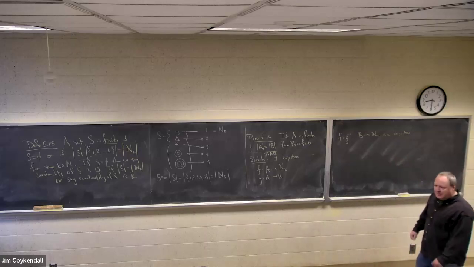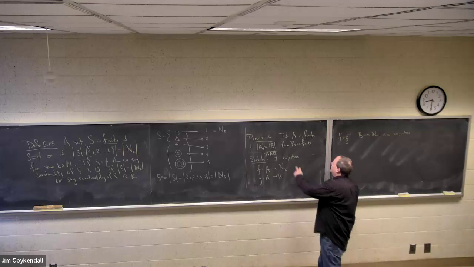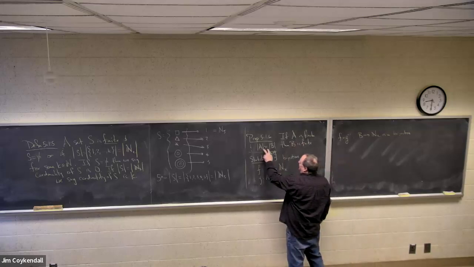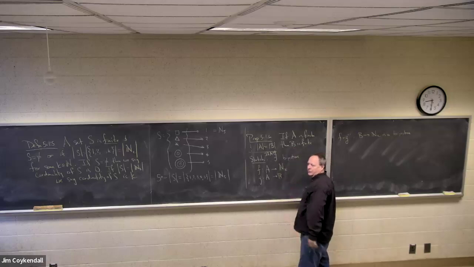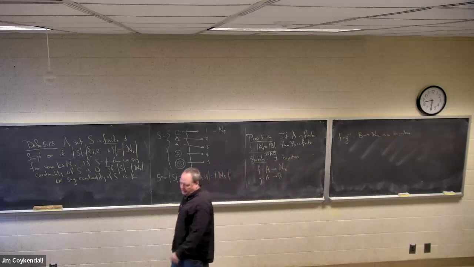What happens if it's empty? Well, if A is the empty set, and the cardinality of A and B are the same by definition, then B is also empty, and of course it's also finite.